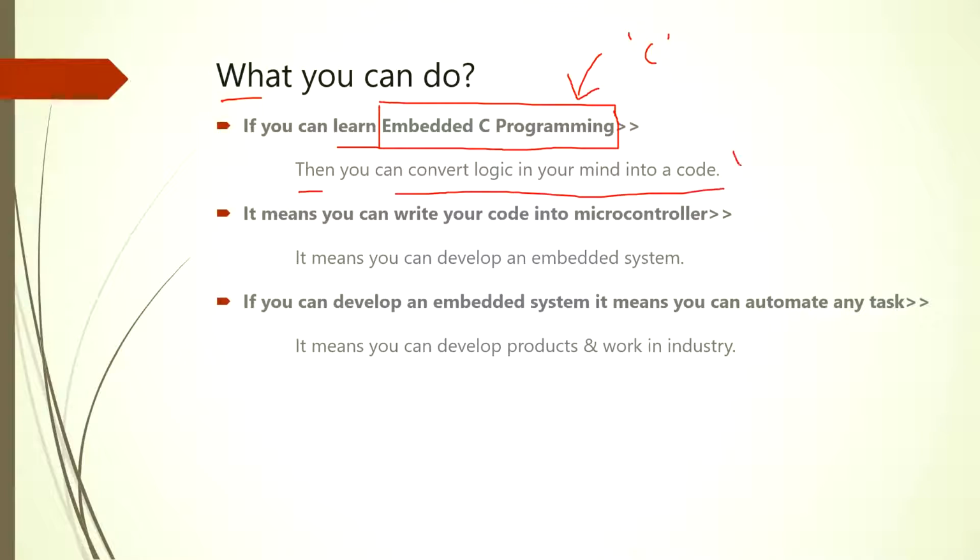If you can learn embedded C programming, then you can convert logic in your mind into code. If you know C programming, basically any programming, then definitely you can convert a logic into code. It means you can write your own code into a microcontroller, and so you can develop an embedded system. The main heart of an embedded system is nothing but the microcontroller. So when you can write code into the microcontroller, you can develop an embedded system.